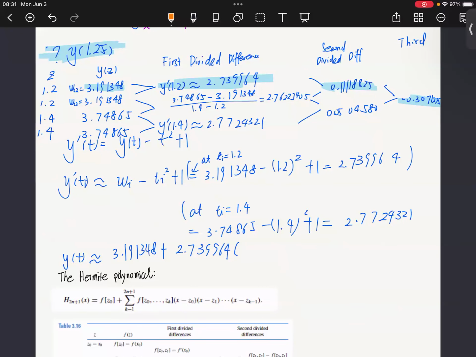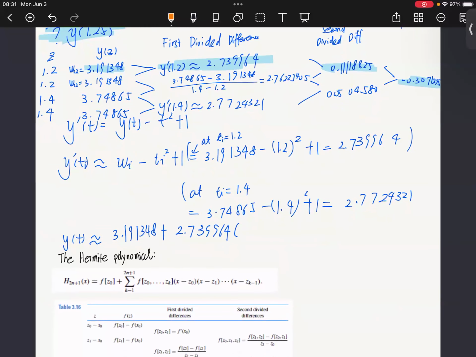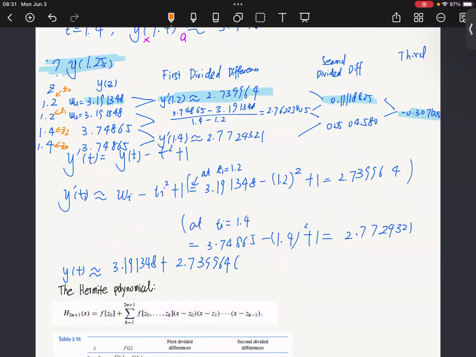Let's see. So this one is z0, and this is z1, and then this is z2. This is z3, corresponding to the table below here. So for the first one, we just need to write down the expression up to z0. So the z0 here is just 1.2, and this is the k equals 1 case in the sigma sum. And then what about k equals 2?